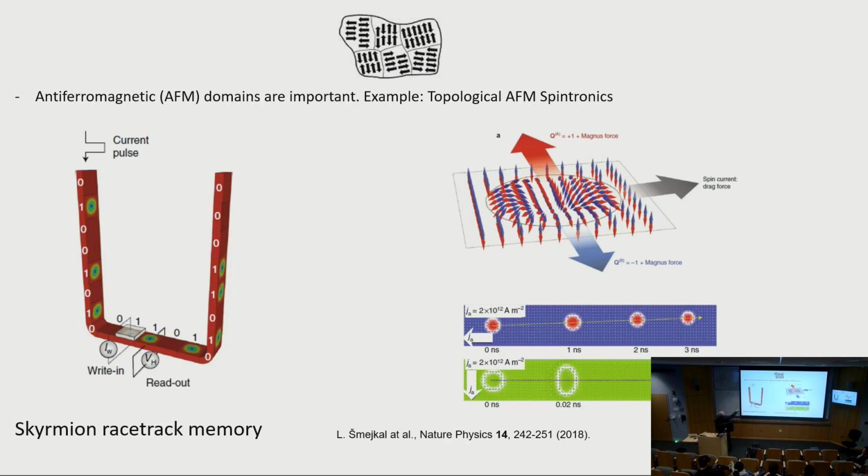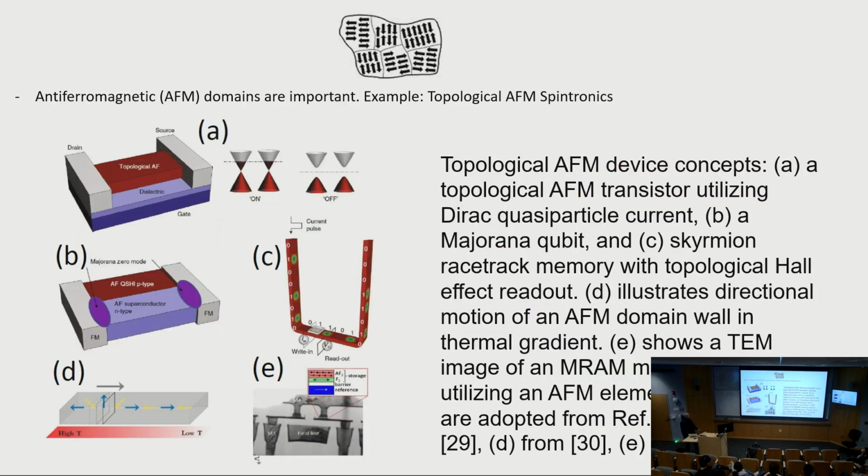And if one drives the current through such a little wire, a nanoscale size wire, it turns out that there is a drag force which moves those little topological regions, antiferromagnetic skyrmions, along the wire, and one can build a memory based on these ideas. It turns out that the antiferromagnetic skyrmions possess certain advantages, that basically they move faster than the ferromagnetic skyrmions. So multiple ideas of how antiferromagnetic domains can be used in spintronics applications, right?